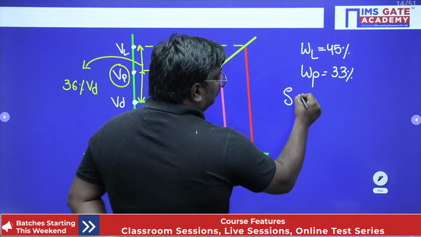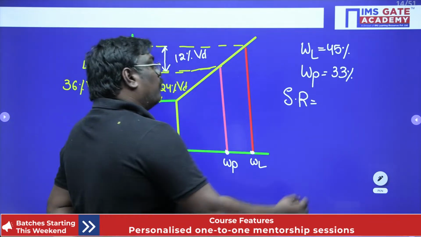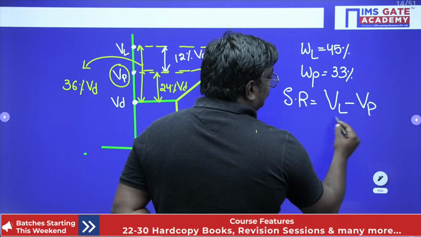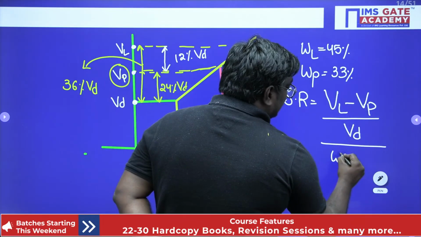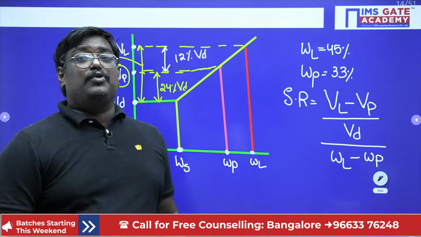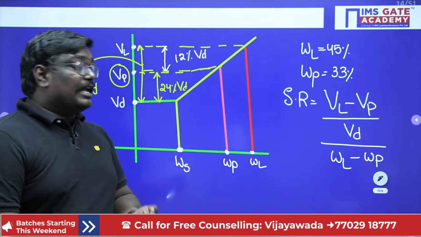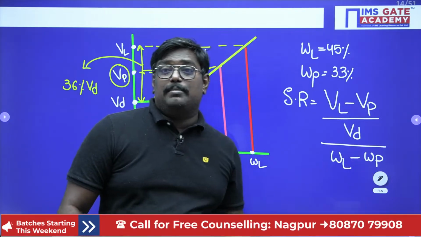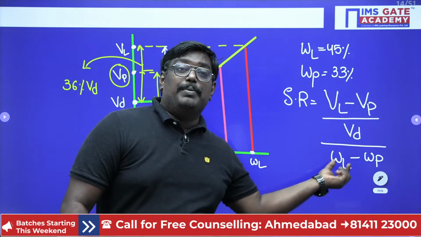What is shrinkage ratio? Shrinkage ratio is defined as the volume change expressed in terms of dry volume to the corresponding change in water content. Sir, you can ask me, and you have to use your common sense also, students: why have you taken VL minus VP upon VD by WL minus WP? Why can't we take VP minus VD by WP minus WS?